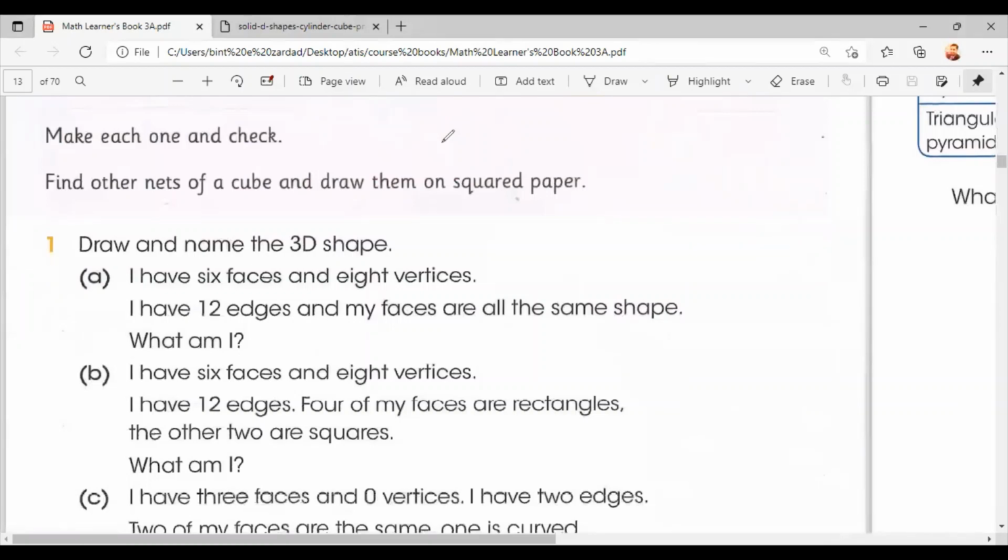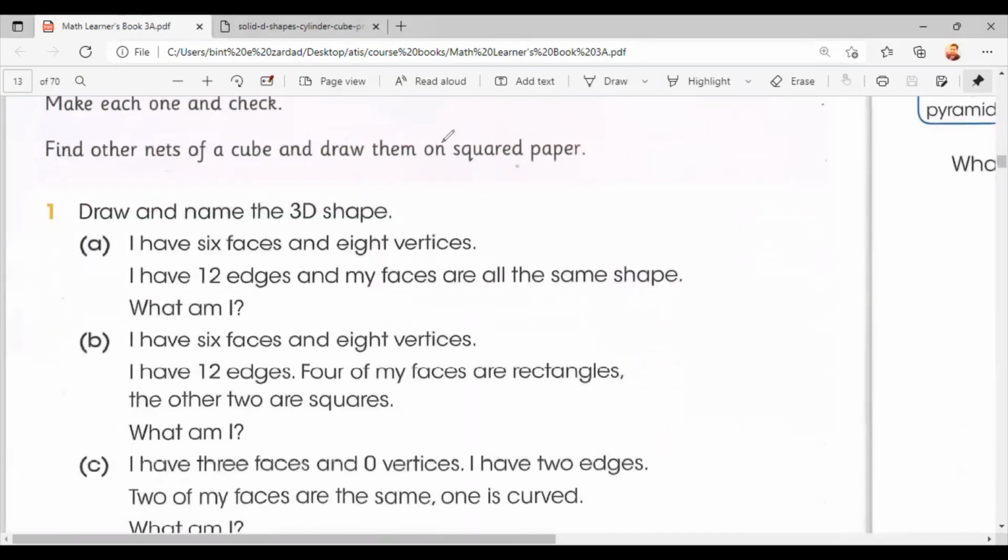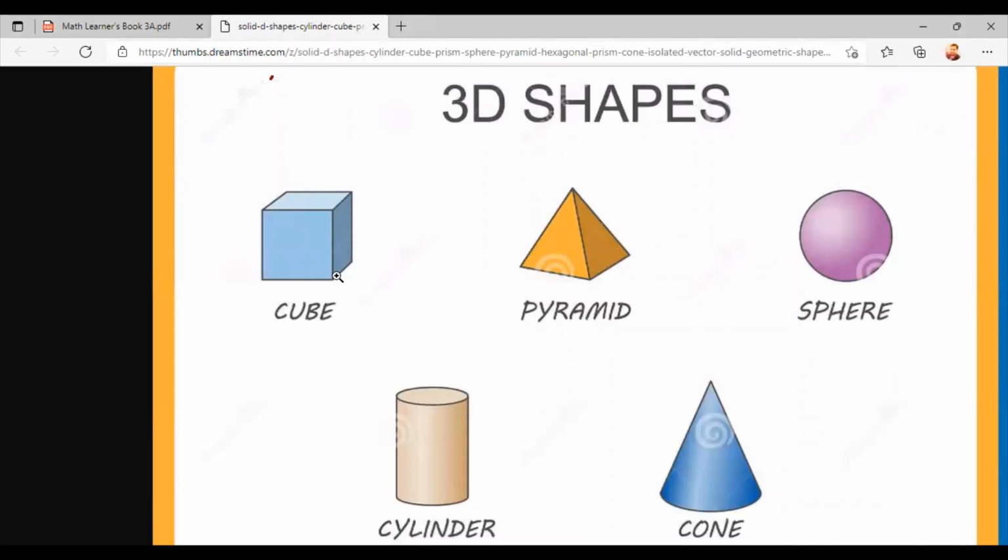Short question. Draw and name the 3D shape. I have 6 faces and 8 vertices. I have 12 edges and my faces are all the same shape. What am I? I have 6 faces and 8 vertices. So let me show you the shape. Yes, it is a cube shape.